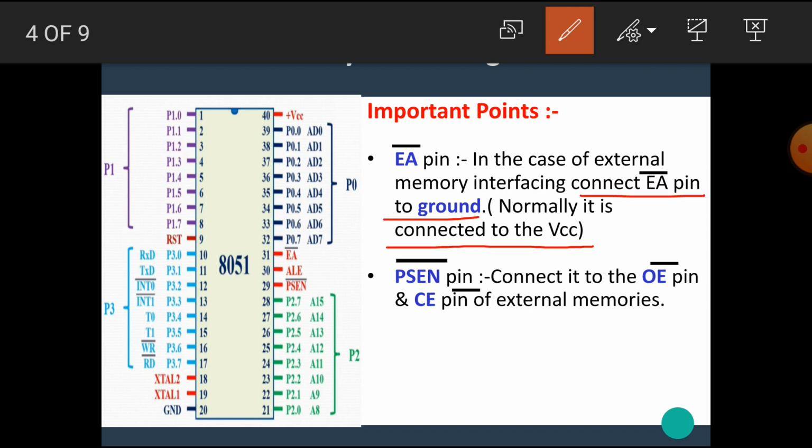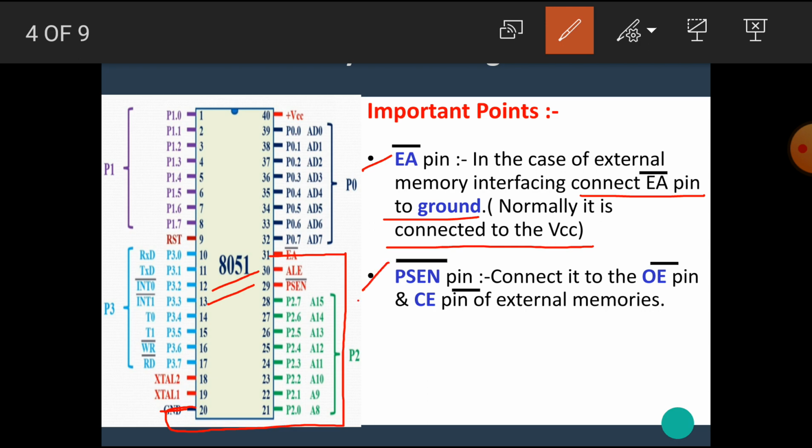When we interface an external memory to the microcontroller, this EA pin must be connected to ground. But when we use the internal memory of the 8051 microcontroller, the EA pin is connected to VCC. I hope you understand the function of the EA pin. The EA pin must be connected to ground in the case of external memory interfacing.